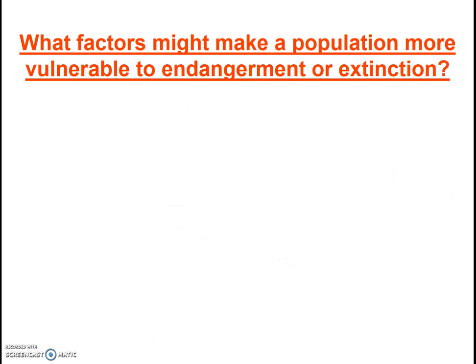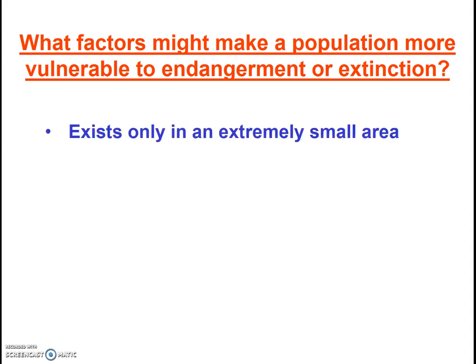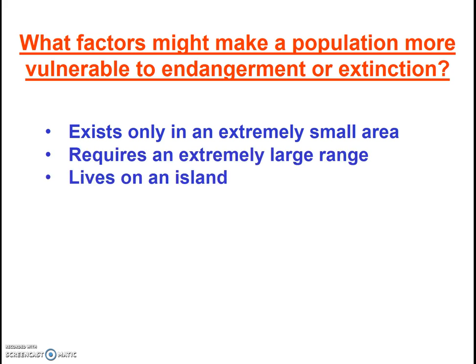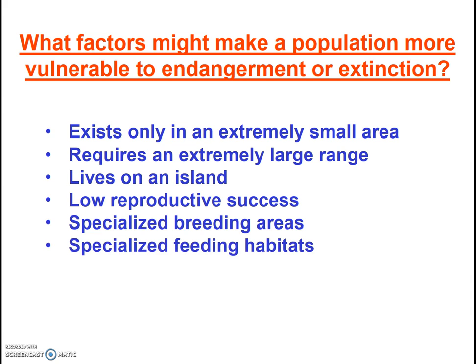Chapter 11 in your textbook does a good job of discussing extinction, but I'd like to add another important point to that discussion. Some populations are more vulnerable to extinction than others. Consider how the following factors would affect a population's vulnerability to endangerment or extinction. How would each of these characteristics make a population more vulnerable to endangerment or extinction? Can you come up with a specific organism that might fall into one of these categories?